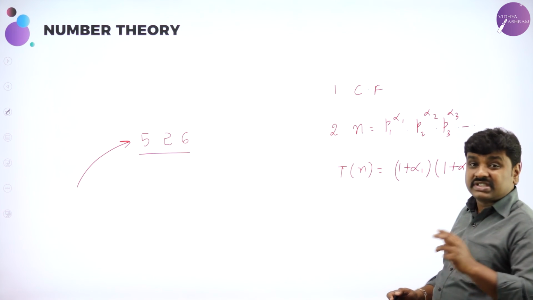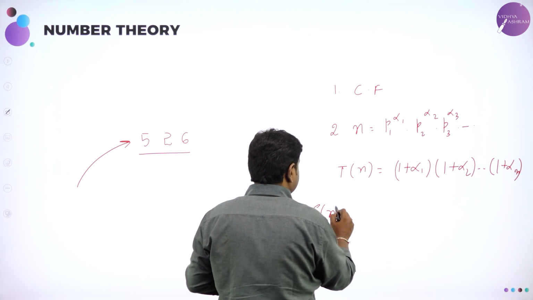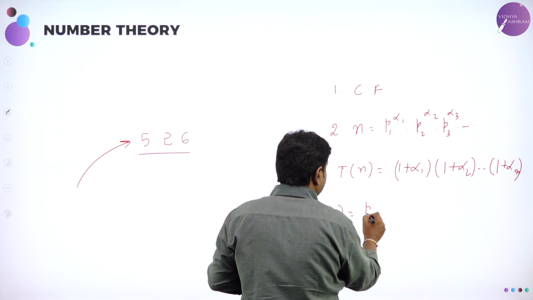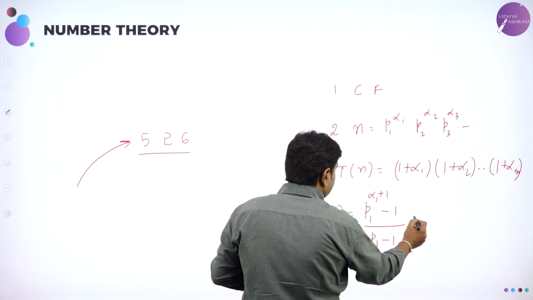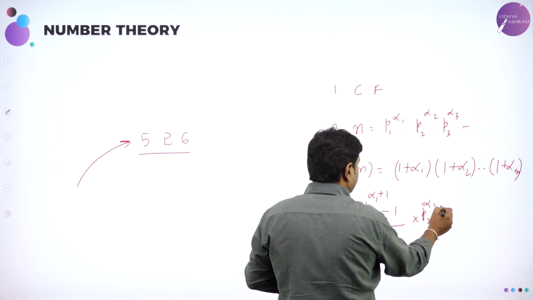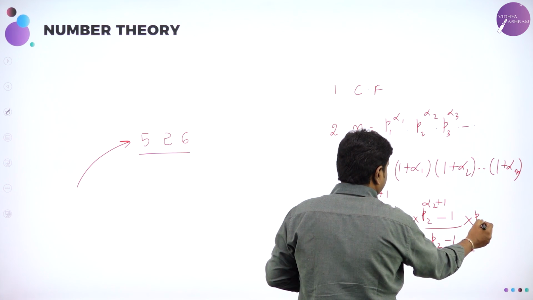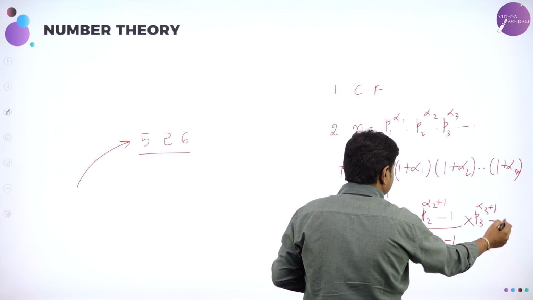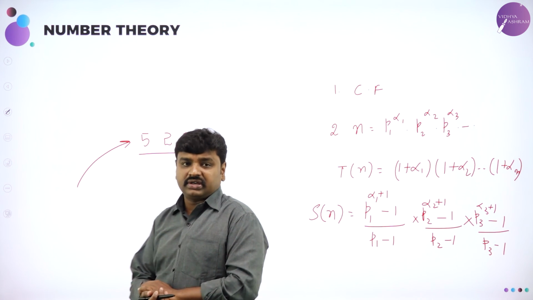Then I taught you how to find sum of divisors. So sum of positive divisors, S of n is equal to p1 power alpha 1 plus 1 minus 1 divided by p1 minus 1 into p2 power alpha 2 plus 1 minus 1 divided by p2 minus 1, p3 power alpha 3 plus 1 minus 1 divided by p3 minus 1. This is the way, and so on till pn.